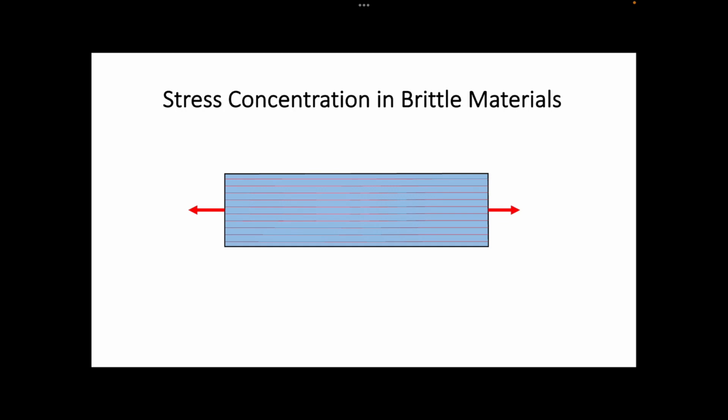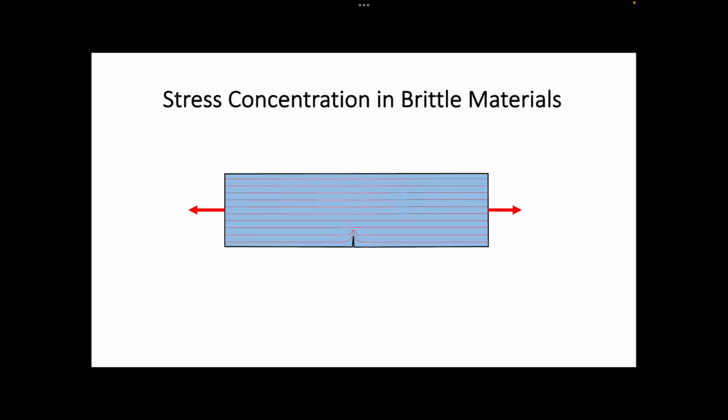Now let us discuss the importance of stress concentration in the design of brittle material. For that, consider the bar on the screen, which is made of a brittle material. Suppose for some reason a small crack is introduced to the bar. As you can see, the crack leads to stress concentration at the tip of it. If the stress at this location is smaller than the strength of the material, the bar is working fine.